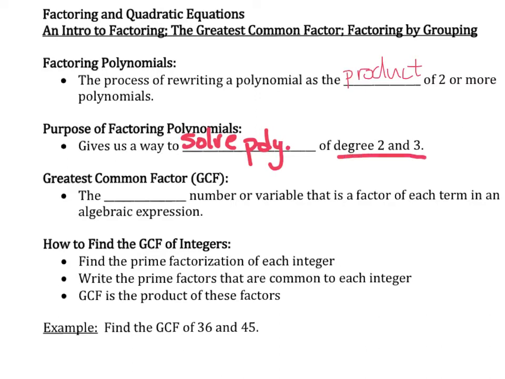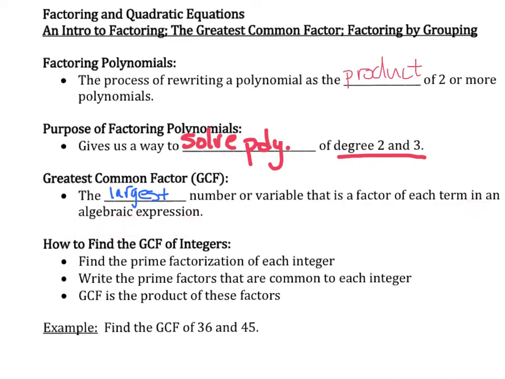The first thing that we always want to look at when we're factoring is to be able to find what we call the greatest common factor. Basically, the greatest common factor is the largest number or variable that is a factor of each term in an algebraic expression.